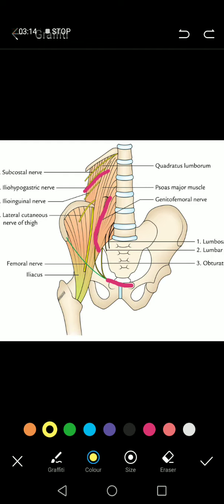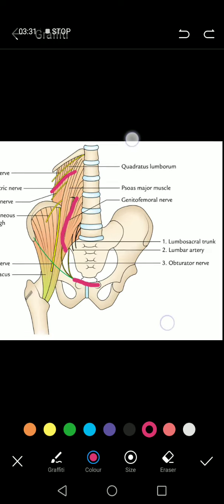And the genital branch of the genitofemoral nerve, in males, is responsible for supplying the cremaster muscle, a content of the spermatic cord, and in females it is responsible for supplying the round ligament of the uterus and the skin of the labium majus.